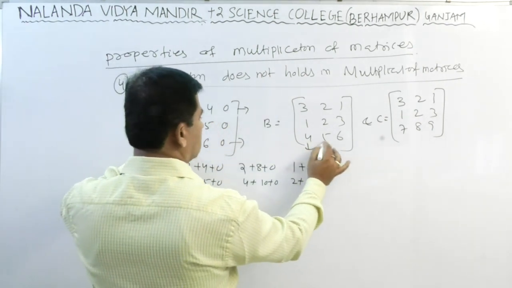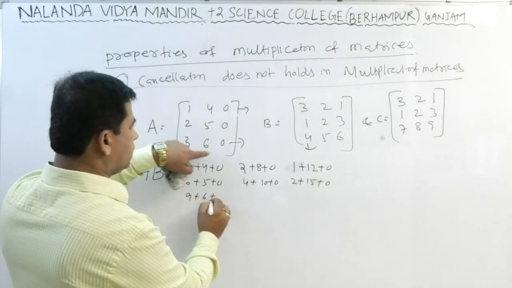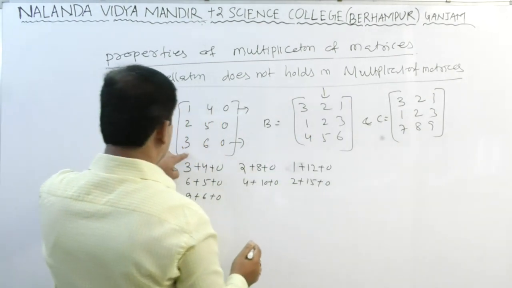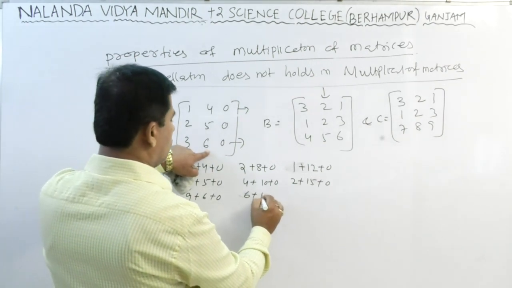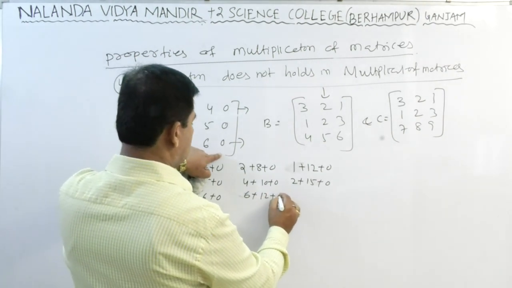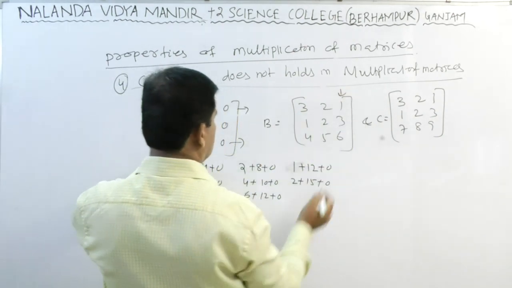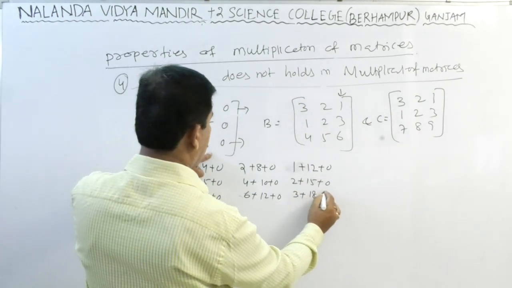Third row, first column: 3 into 3, 9, plus 6 into 1, 6, plus 0 into 4, 0. Third row, second column: 3 into 2, 6, plus 6 into 2, 12, plus 0. Okay? Third row, third column is equal to 3 into 1, 3, plus 6 into 3, 18, plus 0.